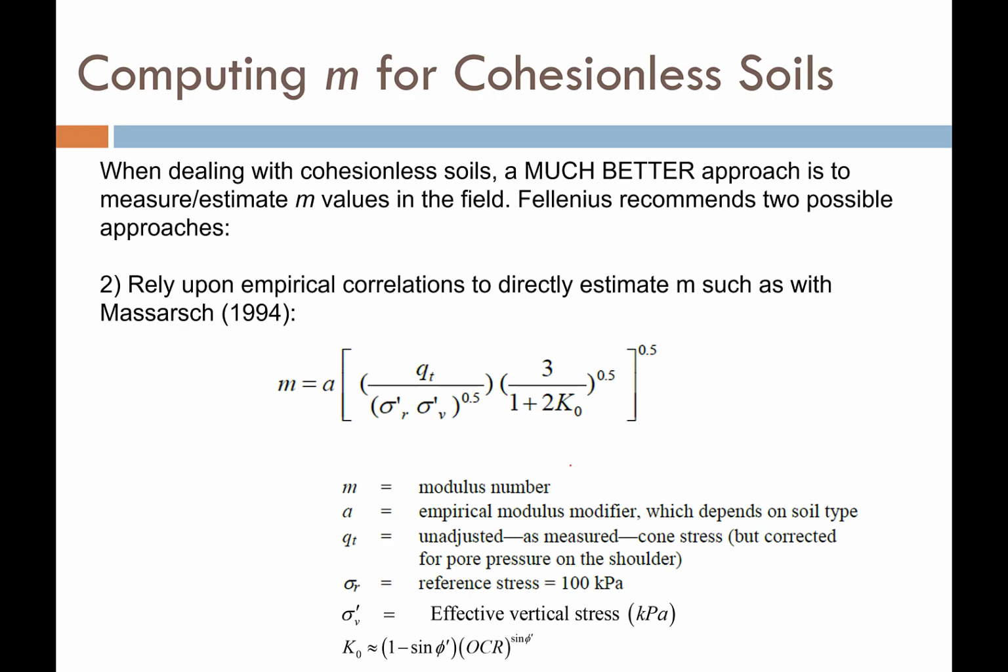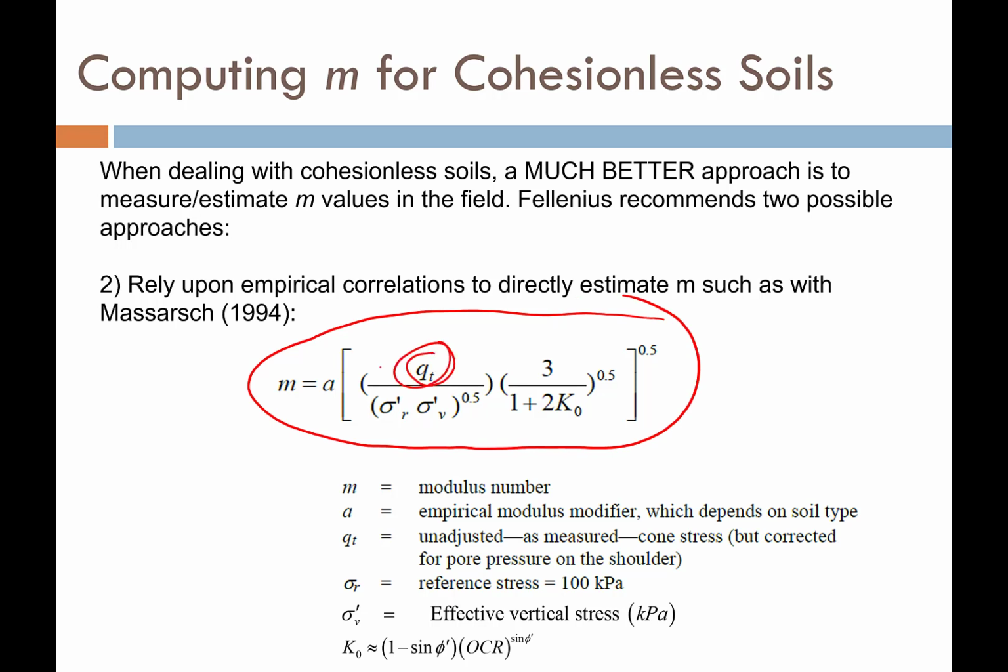A second approach that Fellenius recommends is just to rely upon empirical correlations to estimate M from the field. So there's a handy relationship that he presents from a researcher called Massarch, published in 1994, which correlates the M modulus to uncorrected tip resistance from a CPT.